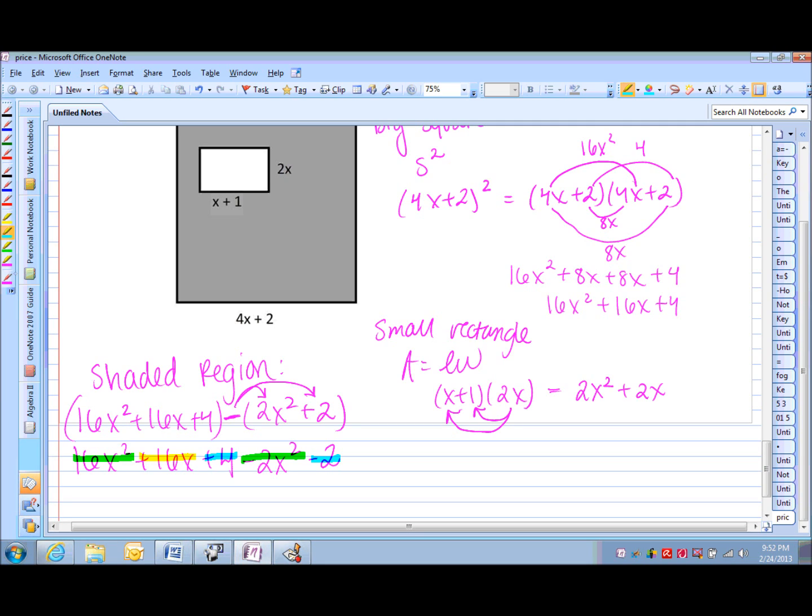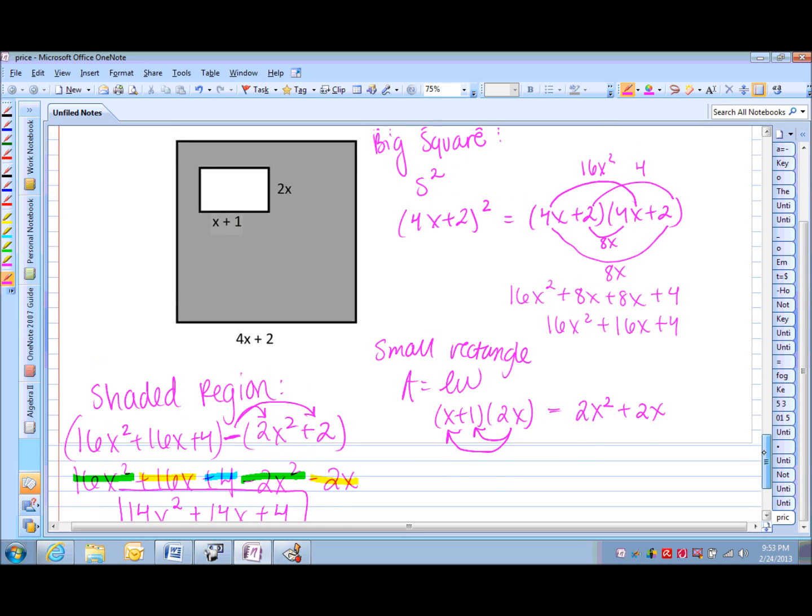Okay, and when I do that, my final answer becomes 14x squared. Oh, and I've made one other mistake. This should be a minus 2x. And so it should be yellow. So, once again, sorry, now combining, I get 14x squared plus 14x plus 4. And that is my area of the shaded region.